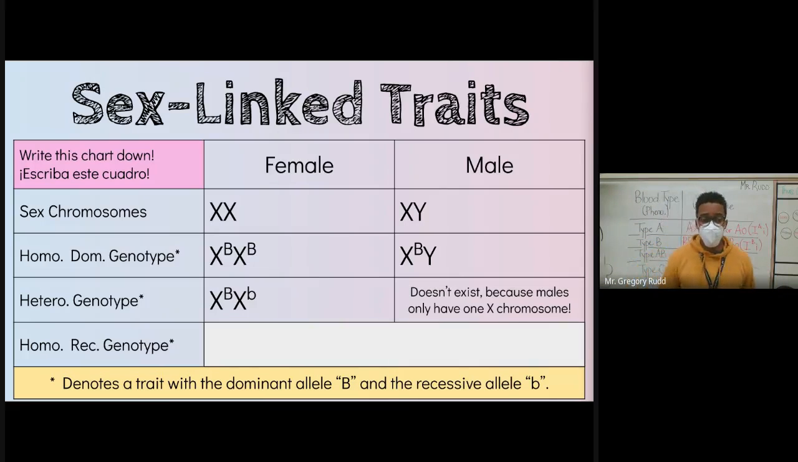Now for males, you cannot have a heterozygous genotype because males only have one X chromosome. So this is what we mean when we say males are more likely to have the sex-linked trait, because they either have it or they don't. It's a 50% chance. Females have three possibilities. They can be homozygous dominant, they can be heterozygous, and they can be homozygous recessive. So there's only a 33% chance that they will have the recessive trait.